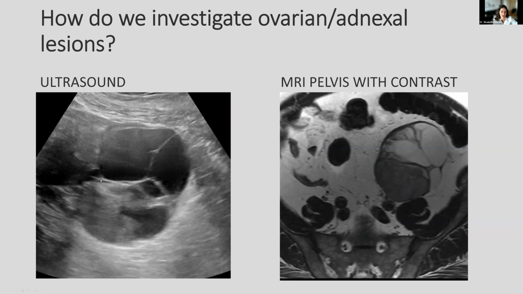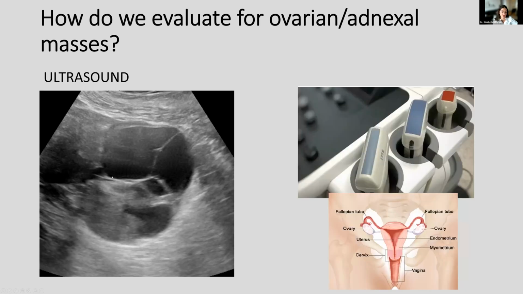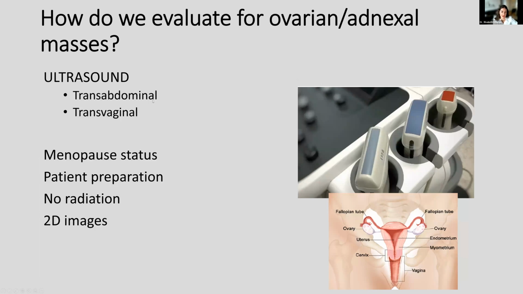So on the left is just an image of an ultrasound, and on the right is an image of an MRI. So ultrasound, many of you may have had. It's pretty commonly available. It's pretty easy access. We do it with the transabdominal, so that's using a probe such as this one here, where we put jelly on the probe and place it on the woman's abdomen.